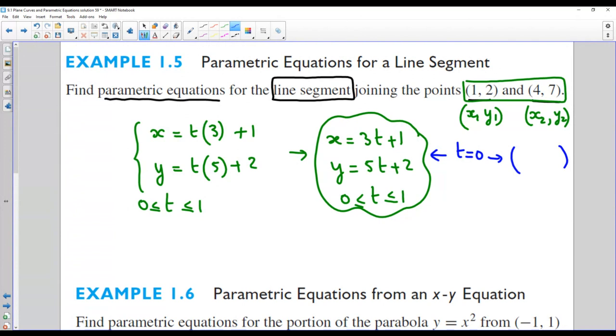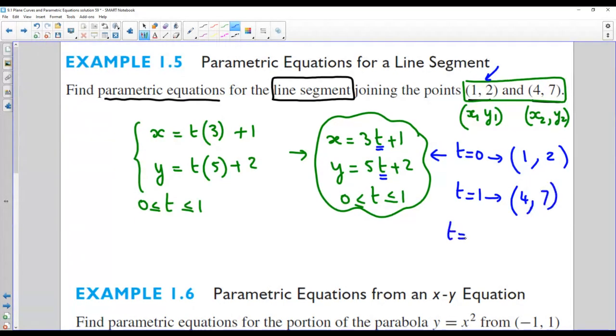See, if you take t equals 0 here, x will be 1 and y will be 2, which is exactly the first point. And if t is 1 and you substitute, what point are we going to get? If we put t equal 1 in the parametric equations, we'll get to the point (4, 7). You can check that: 3 times 1 plus 1 gives 4, and 5 times 1 plus 2 is 7. So we're getting the point (4, 7).